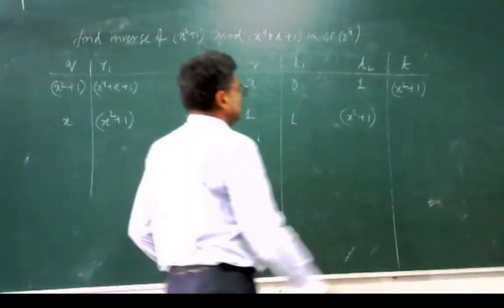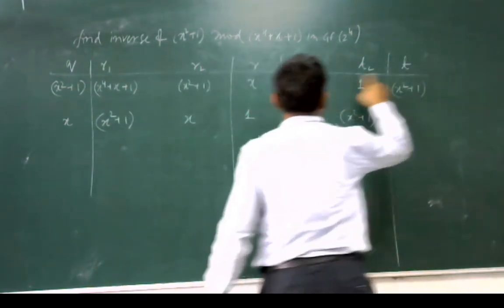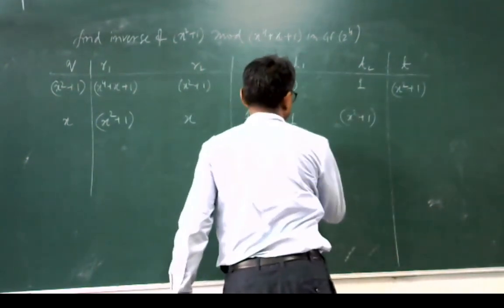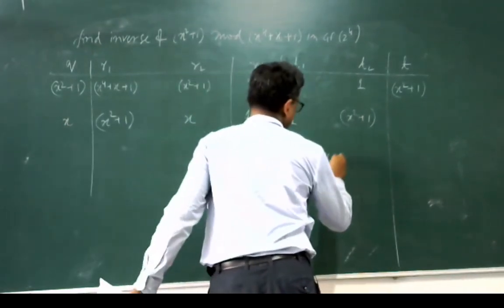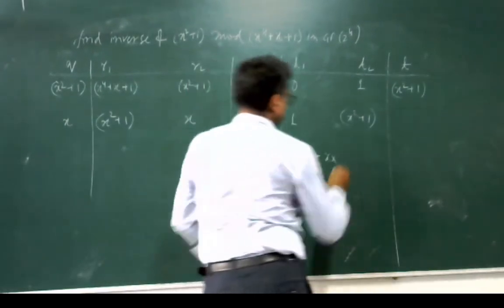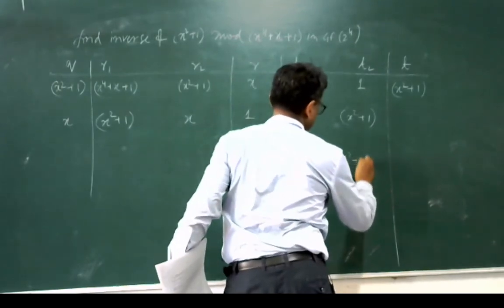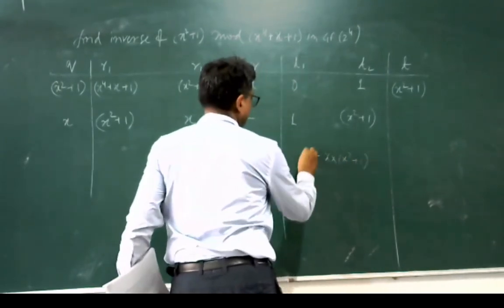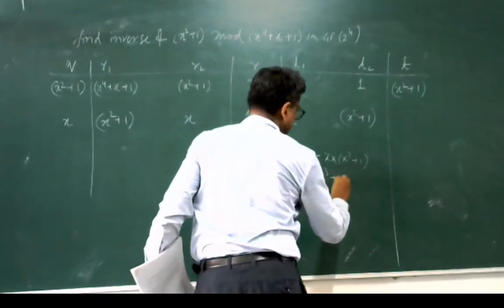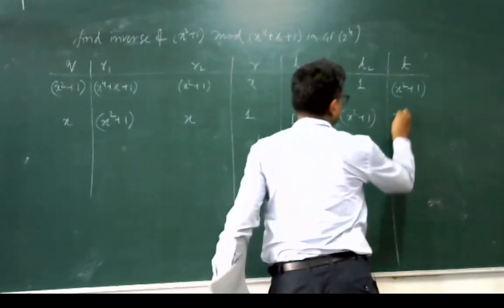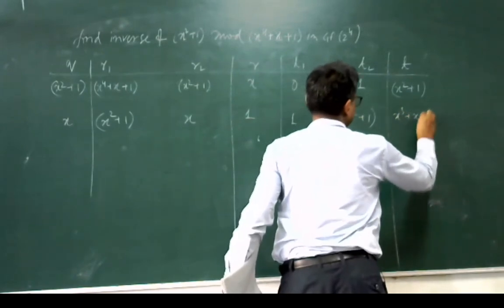And what will be the value of T? T will be equal to T1 minus Q, that is x, into T2, that is x square plus 1. T1 की value यहाँ पे 1 है. So it will be 1 plus x cube plus x. So the value will be x cube plus x plus 1.